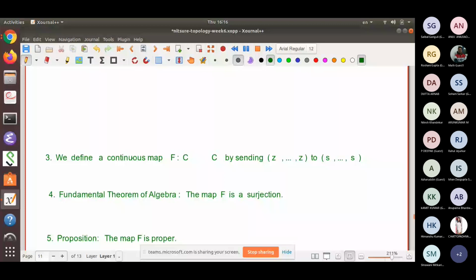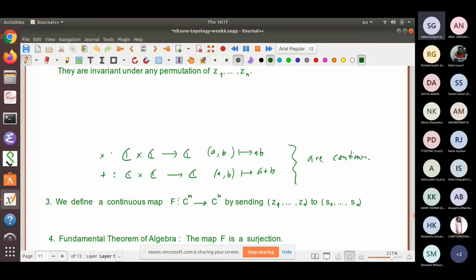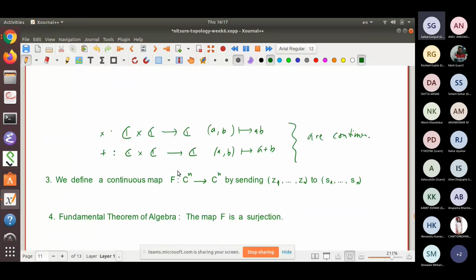So now we define a continuous map from Cn to Cn by sending (z1, ..., zn) to (s1, ..., sn). This is a continuous map. Why is this map continuous? Because of the two maps, product from C cross C to C and sum from C cross C to C. The product takes (a, b) and sends it to ab. The sum takes (a, b) and sends it to a plus b. These are continuous, and these polynomials are built out of those repeatedly. So by all our earlier factorization, the universal property of products and whatnot, you can directly use these two facts and show that all polynomials are continuous.